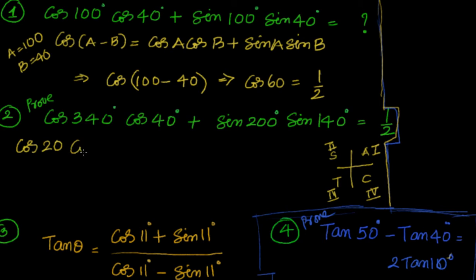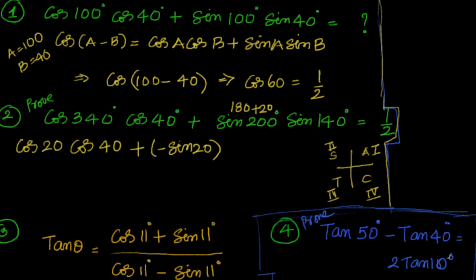Cos 40 as it is I will write, plus sin of 200. 200 I can write as 180 plus 20, because I have 20 there. Now when I write 180 plus 20, it is going to the third quadrant. 180 plus something is in the third quadrant, right? 180 to 270 is the third quadrant. So the sign is negative there, so this becomes minus sin 20.